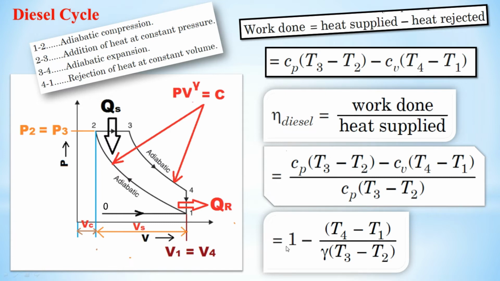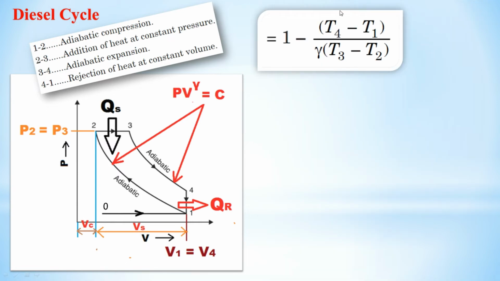It cancels out, so we get 1 minus Cv by Cp. We know that Cp by Cv equals gamma, but here it is Cv upon Cp, so it is 1 upon gamma. We have already derived the relationship between the two specific heats in my previous lecture in the thermodynamics playlist. You can watch it to see how to derive the relationship between gamma and the specific heats. So gamma equals Cp by Cv, but here Cv by Cp is there, so we can put 1 upon gamma, times T4 minus T1 divided by T3 minus T2. We have already derived it in my previous slide.